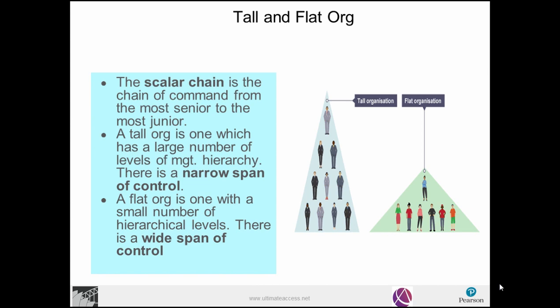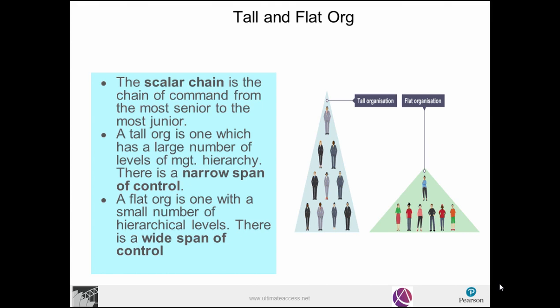Now we also have the tall and flat organizations. If you realize, tall organizations tend to have many layers, while flat organizations have very few layers. If you compare the distance between the topmost individual and the one below, there is a very huge distance. That distance is what we call the scalar chain. The scalar chain is a chain of command from the most senior to the most junior.